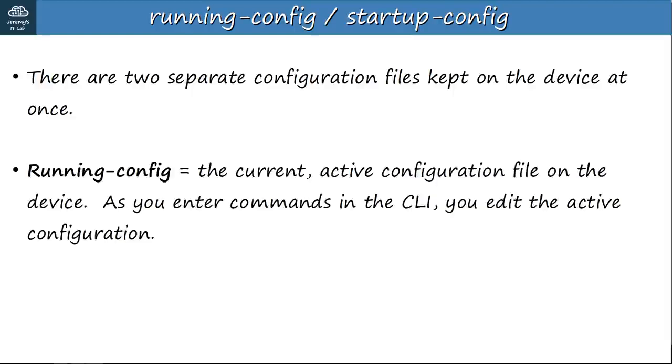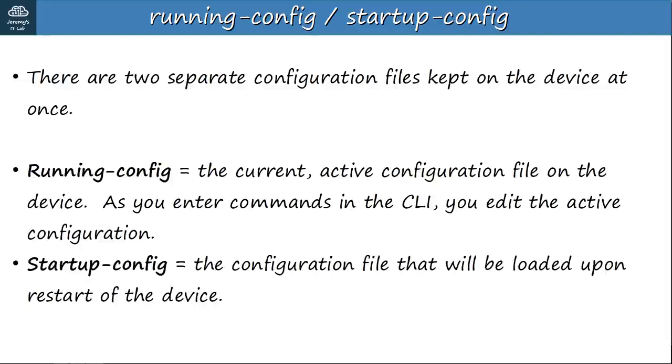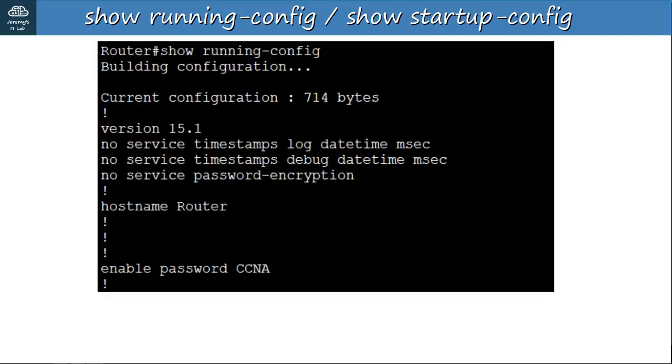One is the running config. This is the current active configuration file on the device. As you enter commands in the CLI, you edit the active configuration. The startup config is the configuration file that will be loaded upon restart of the device. If you reload the device or shut it down and then turn it on later, the startup config will be loaded. So let's take a look at the configuration files.